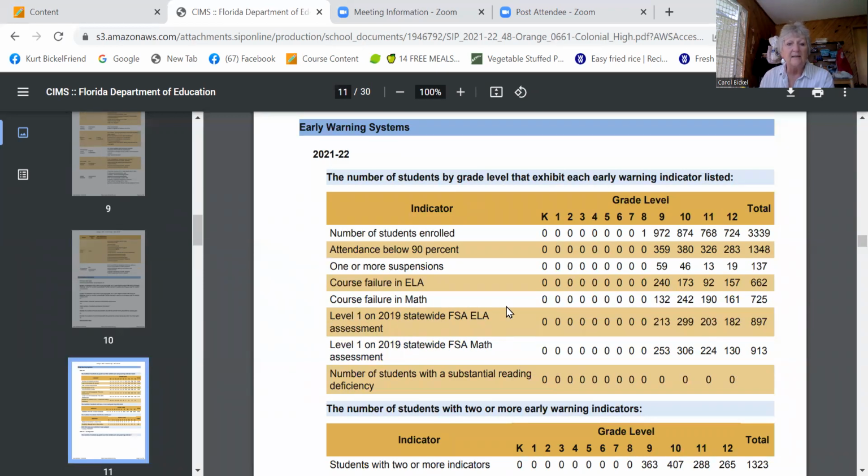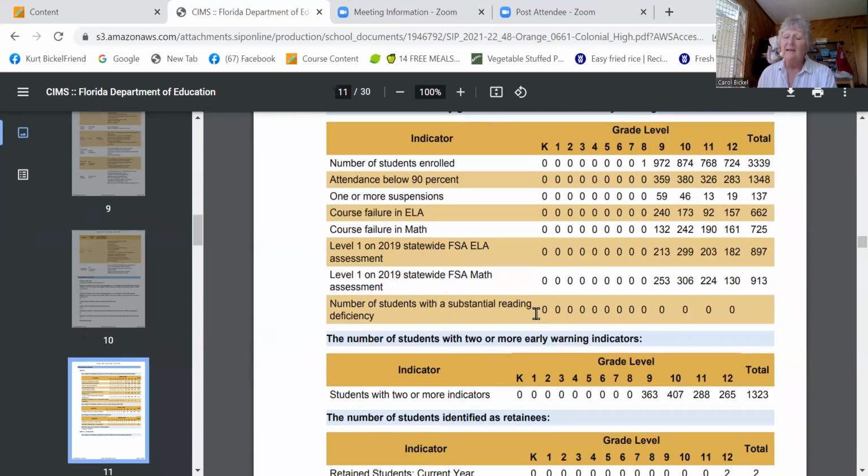Level 1 on the statewide assessments. Here you can see where there's a little bit larger numbers. Those heavy duty states, high stakes, standardized tests take a toll for some kids. Test anxiety is really something counselors focus on, even in elementary school.